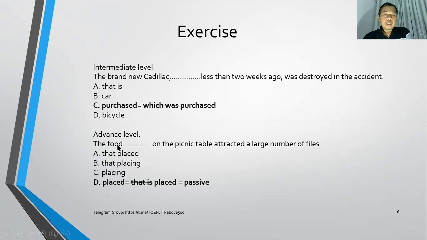For the next level, the food blank on the picnic table attracted a large number of flies. The best answer is placed. The food is passive, not active. So the C is the wrong answer.